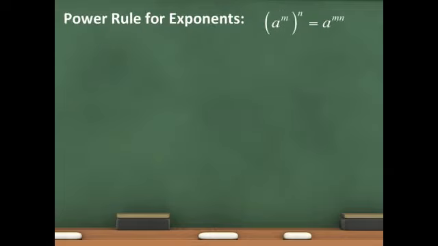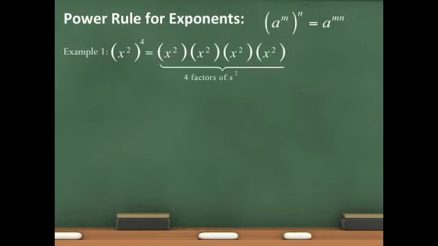The power rule for exponents states that a to the m power raised to the n power is a to the m times n power. Multiply the exponents when a number raised to a power is raised to another power. In example 1, x squared is raised to the fourth power. This can be written as x squared times x squared times x squared times x squared. Using the product rule, we would get x to the power of 2 times 4, or x to the 8th power. Instead of writing this as repeated multiplication, we can just multiply the exponents. X squared raised to the 4th power is x to the 8th power.